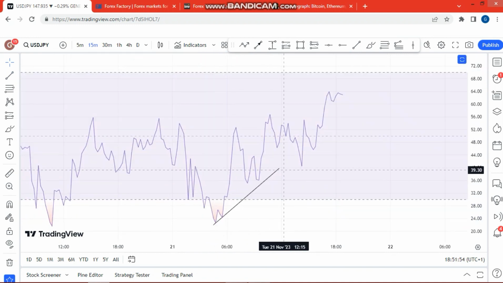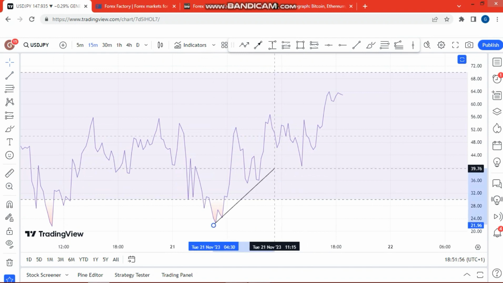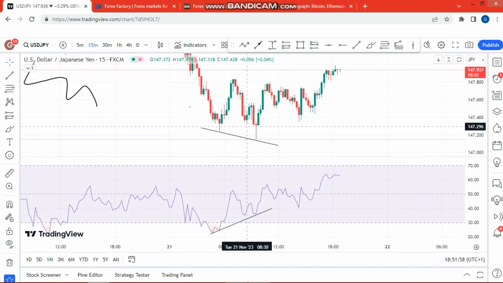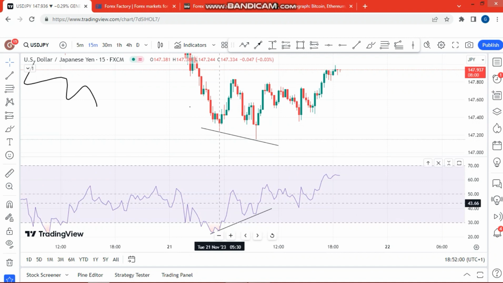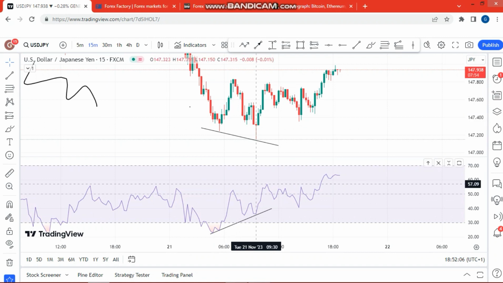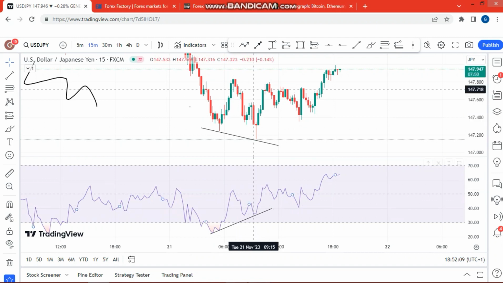you see price making these lower highs right there. Look at it down there, straight down there. That is the first low, and the second low right there. You see the RSI was making a high while price was making a lower low on these candles up there. So there you have it. That is just what you need for your divergence.